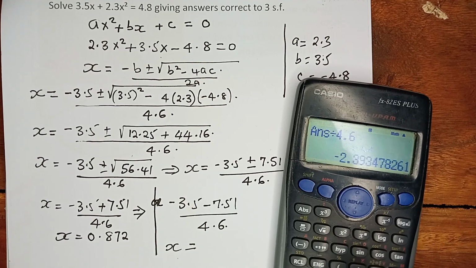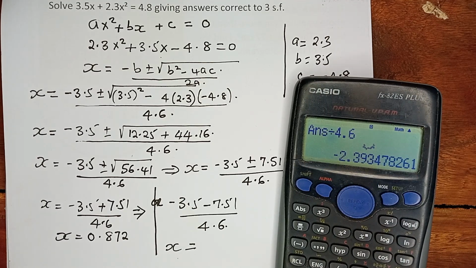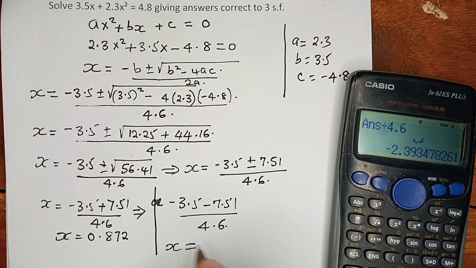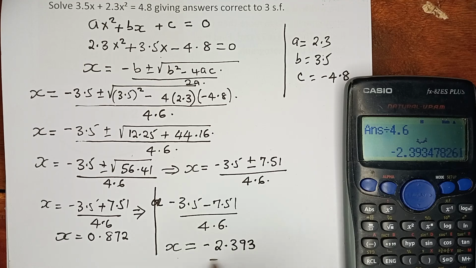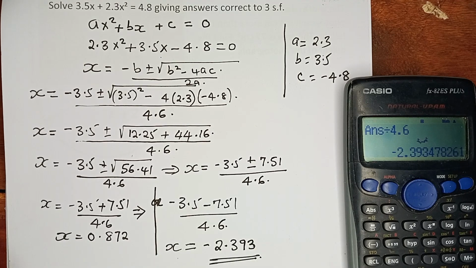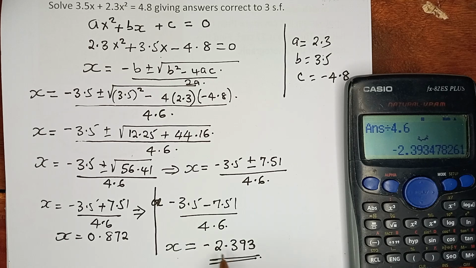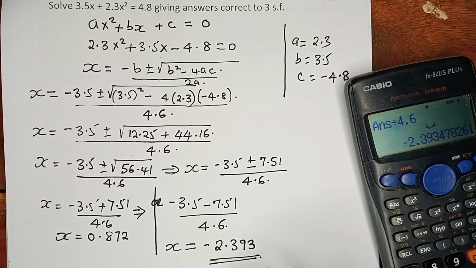What are we having? We are having negative 2.393. X can also be negative 2.393. And those are the two possible values of x. But the question is talking about three significant figures. This one is okay, but to three significant figures, this one is 2.39. But even that is just all right.